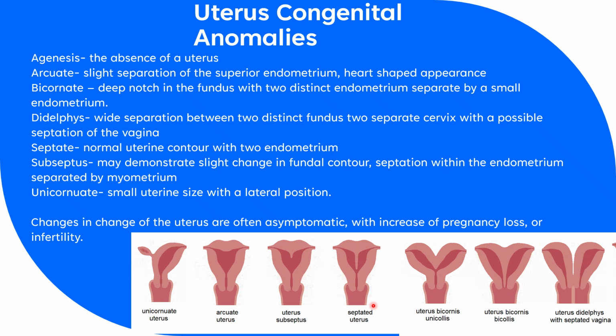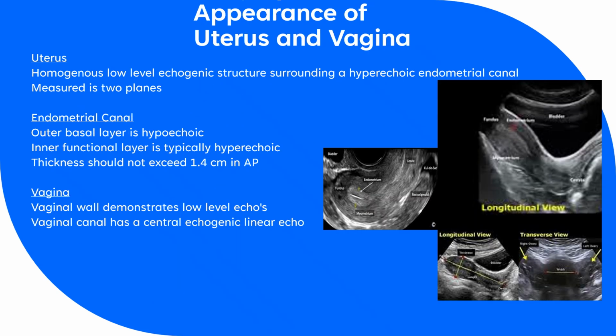Other than that, these are all asymptomatic. You're not going to have heavier periods or pain or anything like that. Generally, they're found incidentally or because of infertility and pregnancy loss. They were getting ultrasounds to see if something more was going on. So those are the congenital anomalies.